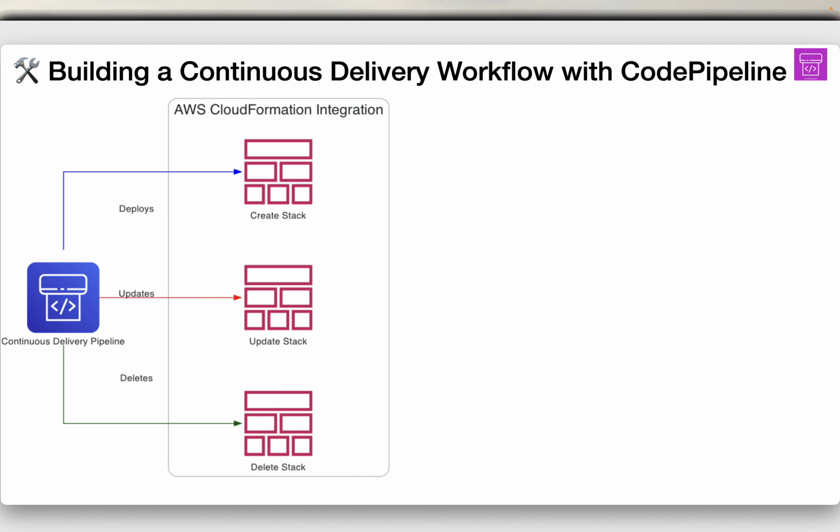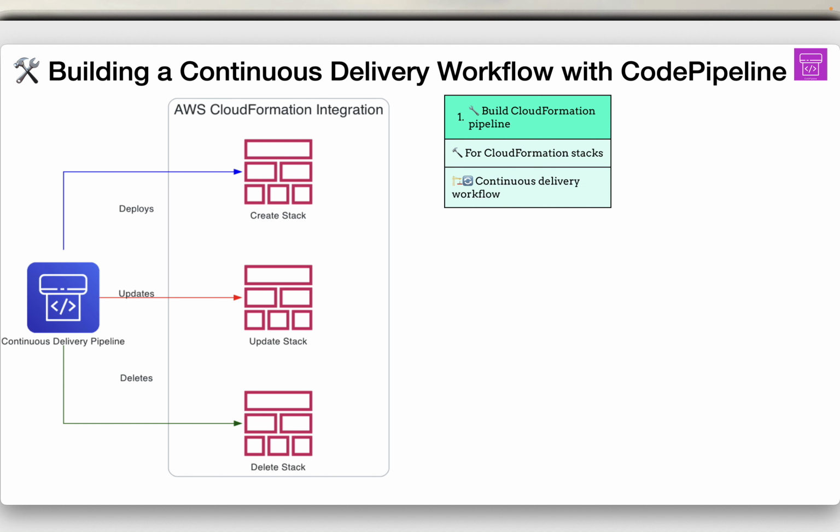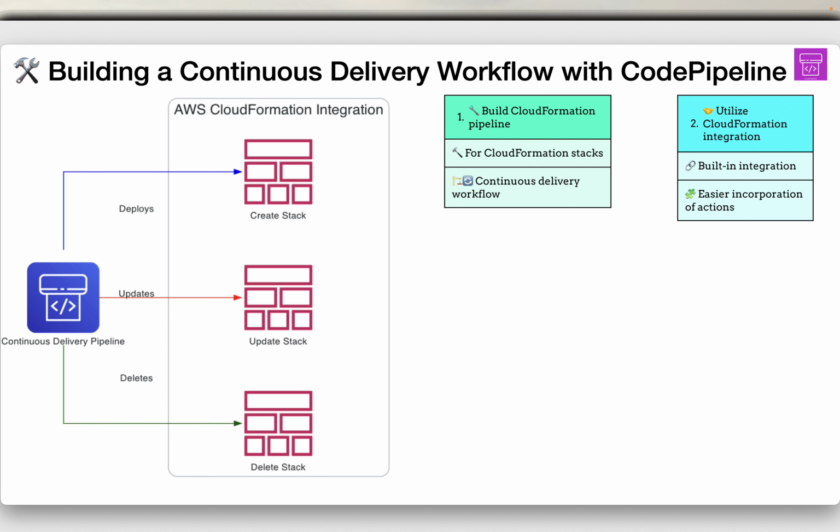Okay, building a continuous delivery workflow with CodePipeline. You can use CodePipeline to build a continuous delivery workflow by building a pipeline specifically for AWS CloudFormation stacks. CodePipeline is an AWS service.